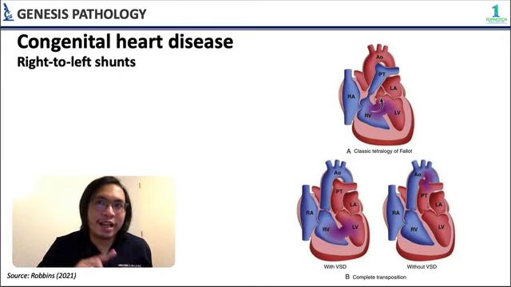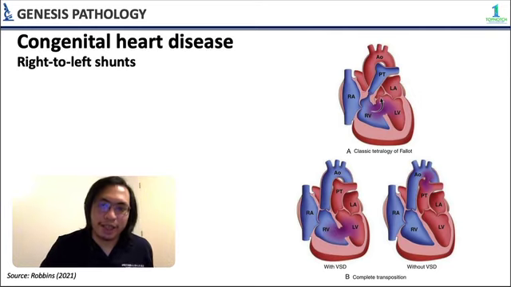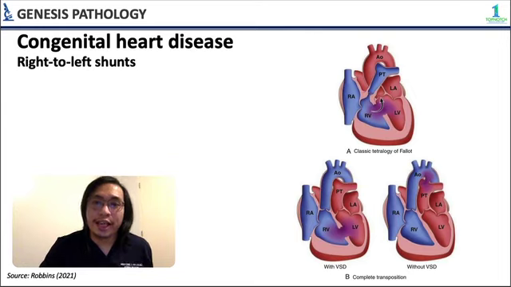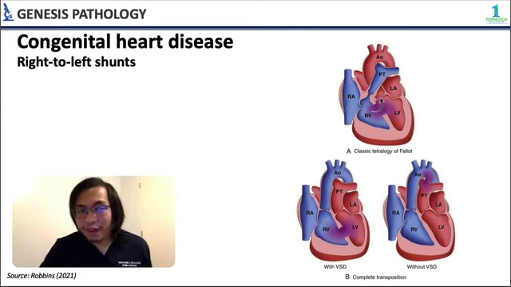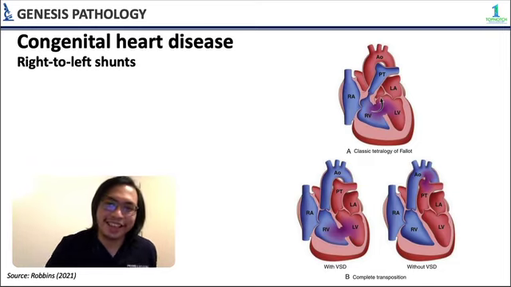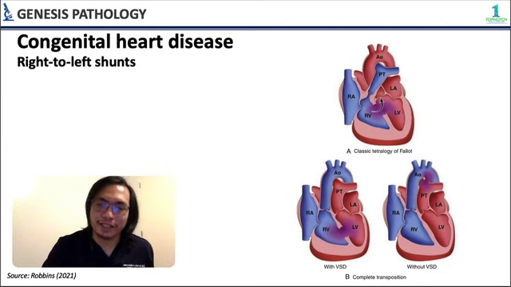Next na T2. Transposition of the two great vessels. Okay? T3, tricuspid atresia. T4, tetralogy of Fallot. Okay? Tetra is 4. And T5 is your total anomalous pulmonary venous return. O paano naging 5 yun? 5 words. Okay? Total anomalous pulmonary venous return.